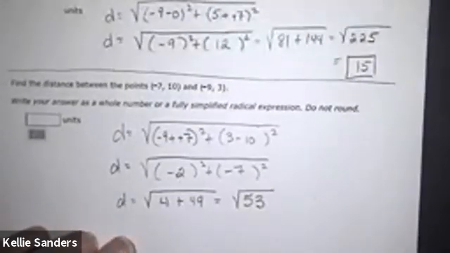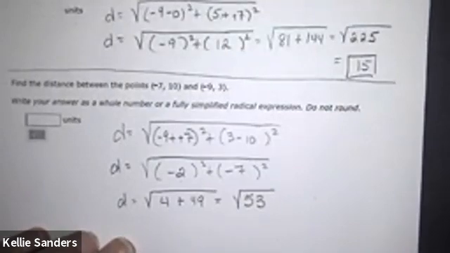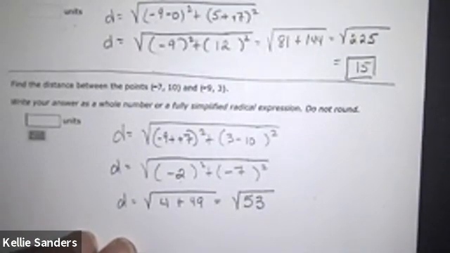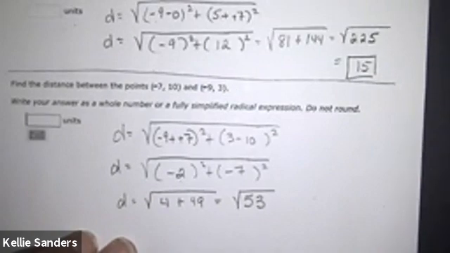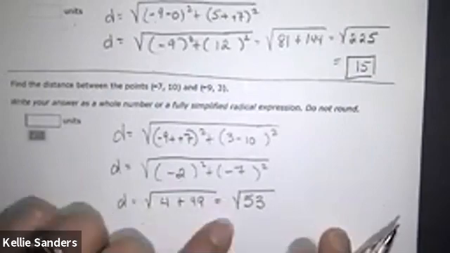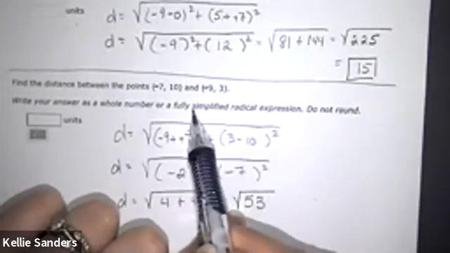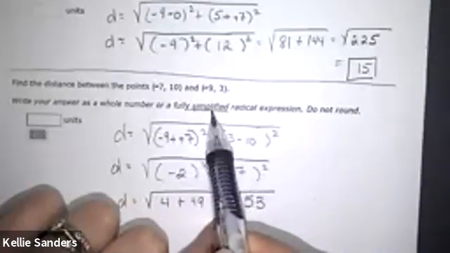Okay, now you're like, what times itself gives you 53? Nothing times itself is 53. 7 times 7 is 49. 8 times 8 is 64. 53 is between those two whole numbers. So either this is finished or it can be simplified.